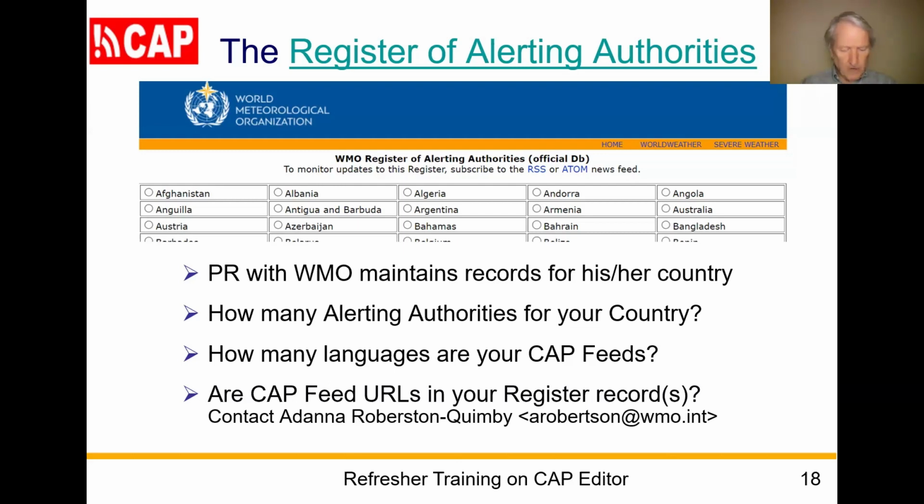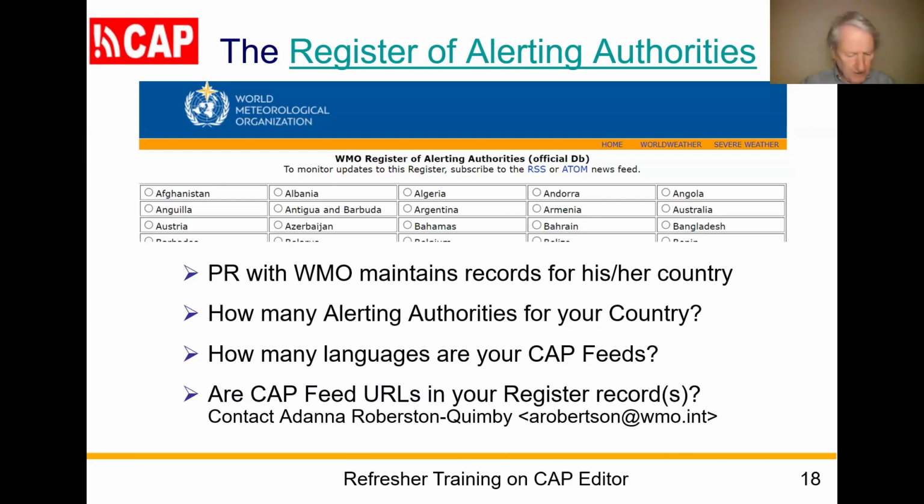Another thing you need to be aware of: how many languages are needed for your CAP feeds. The average is 2 across the world. Some places like Switzerland have 5, but a lot of other ones have only 1. So it averages out to about 2 per country.